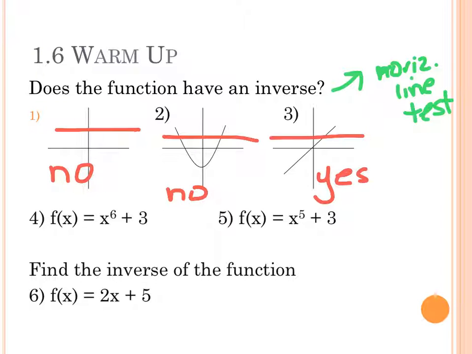Number 4 and 5 are now based on an equation. So how do I know if something is 1-to-1 if it's based on the equation? What are you looking for? The x can be raised to an even power or an absolute value. If either of those are occurring, then it's not 1-to-1, which means it doesn't have an inverse. So is 4 1-to-1? No. Or does it have an inverse? No. How about 5? Yes.